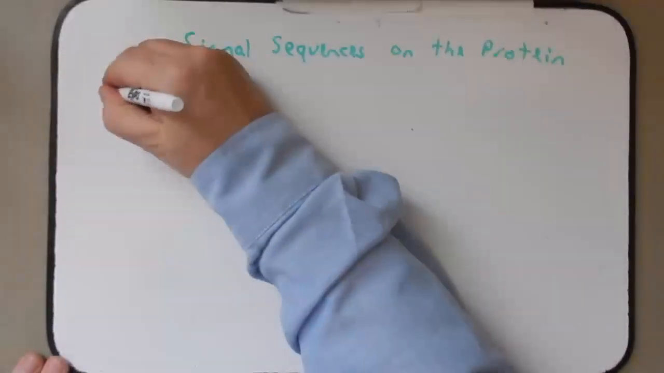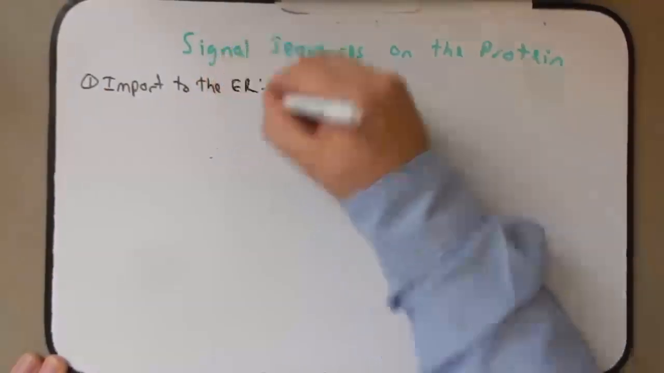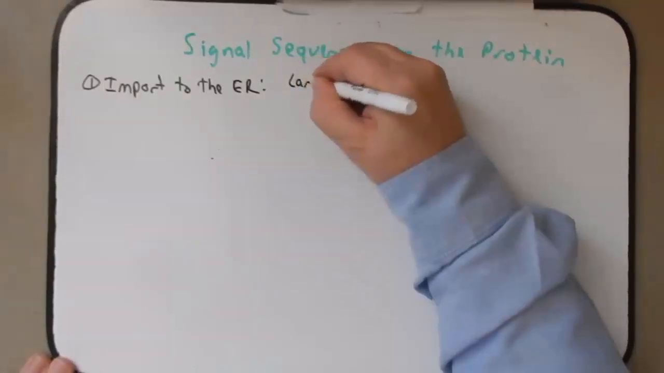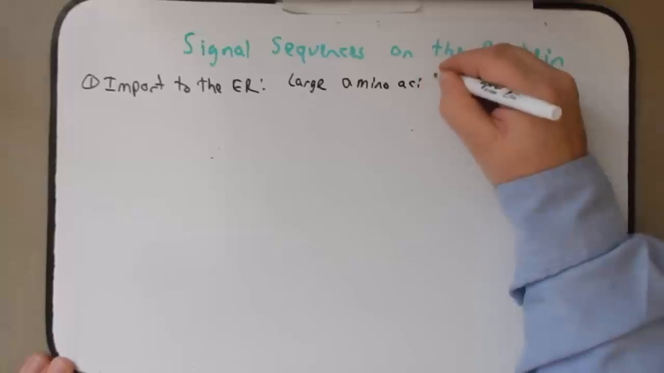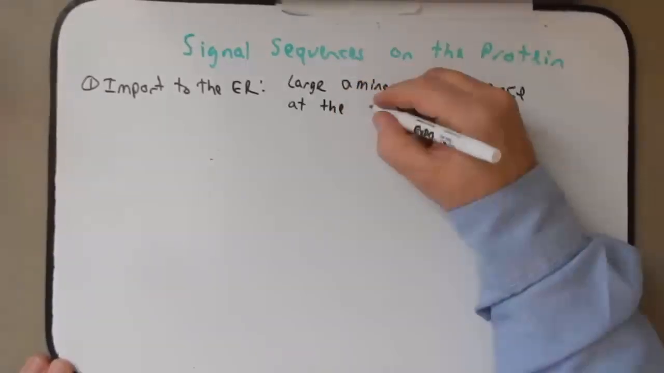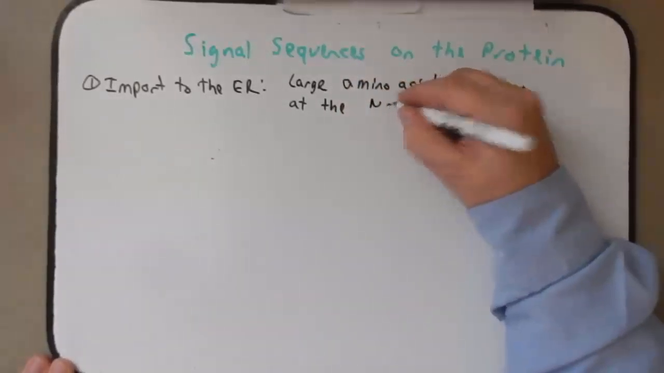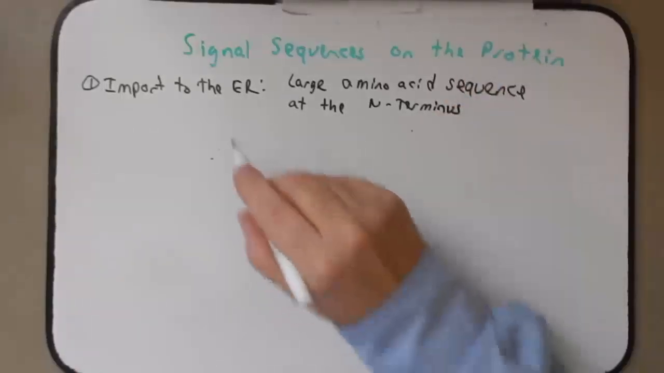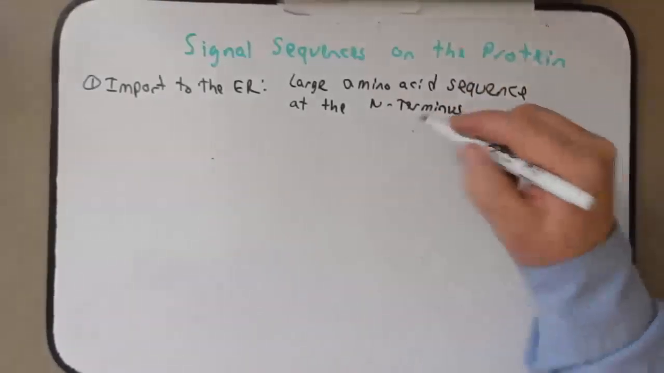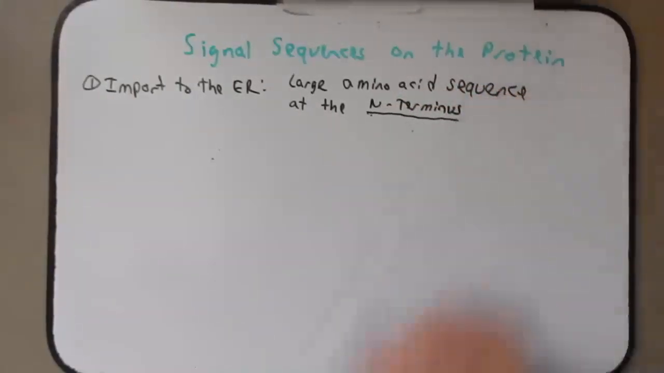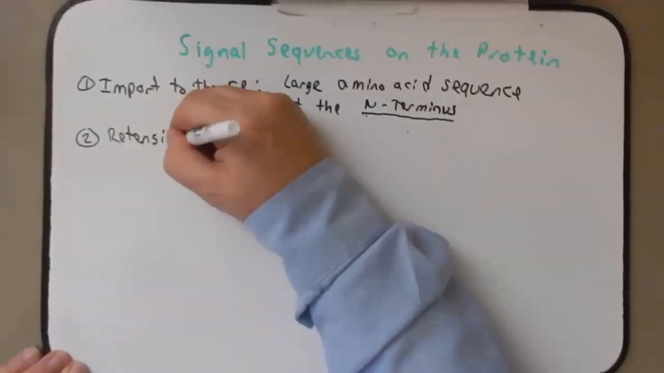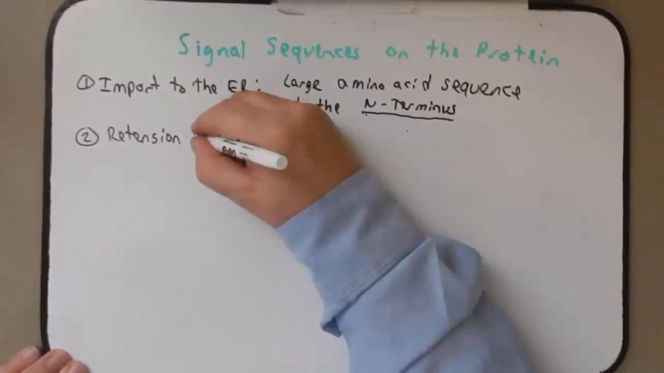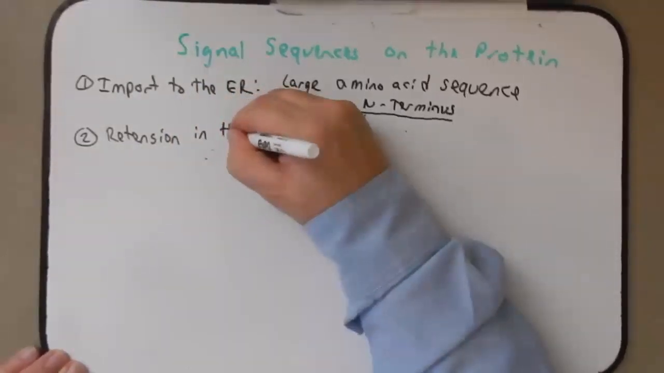So import to the ER. That requires a large amino acid sequence at the N-terminus of a protein. And when we talk more specifically about ER import, it'll make more sense, I think, why it has to be at the N-terminus.